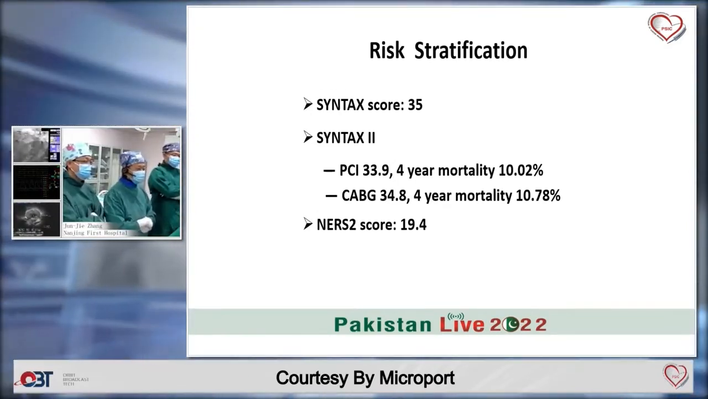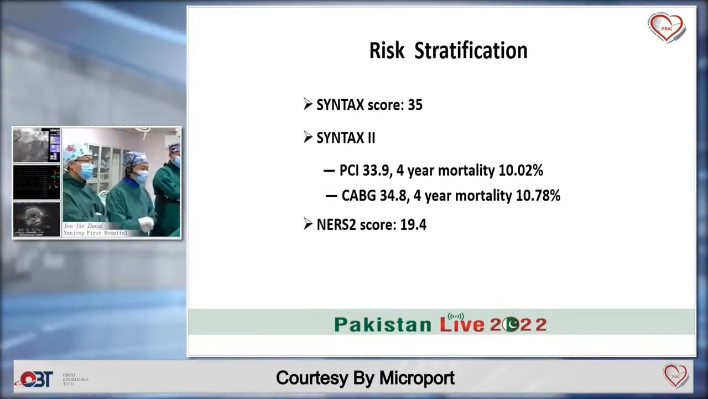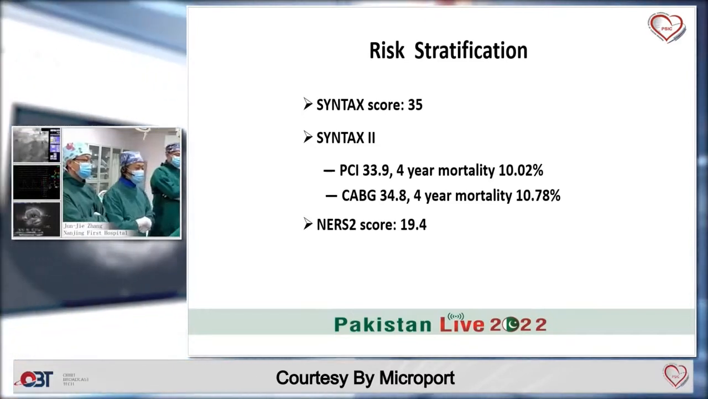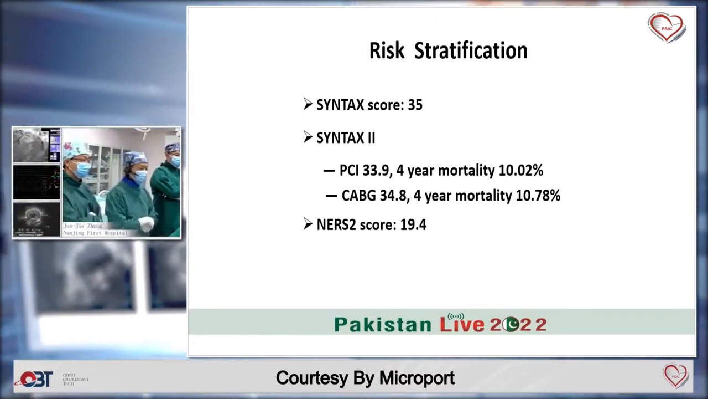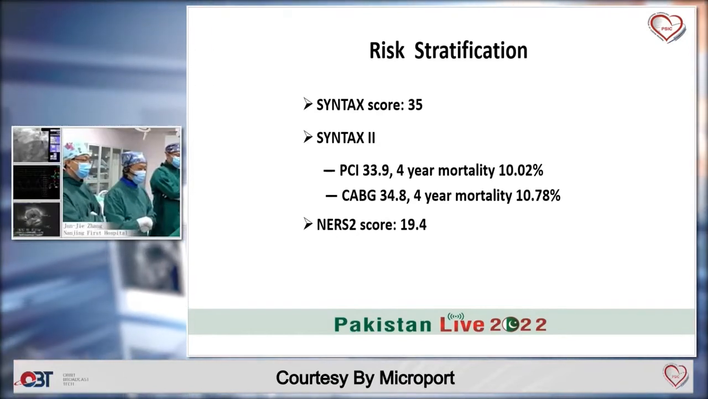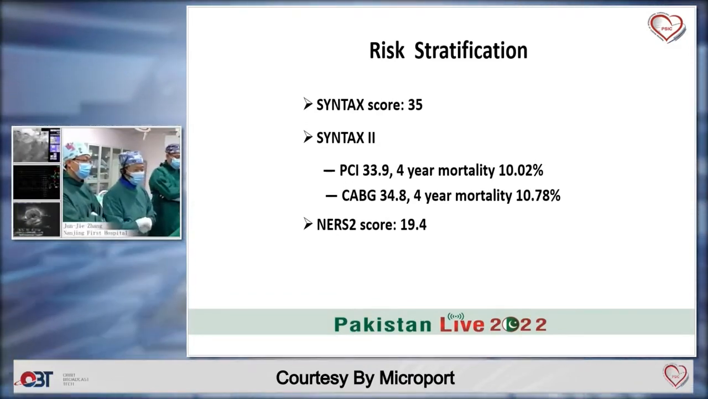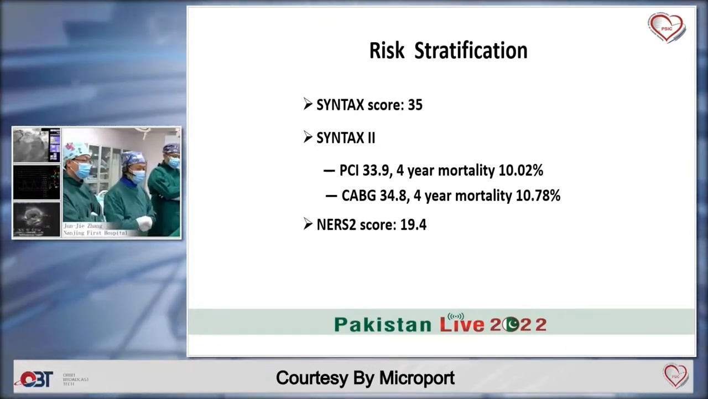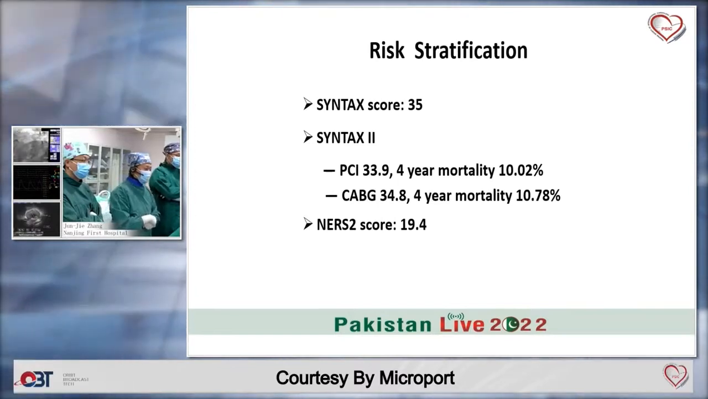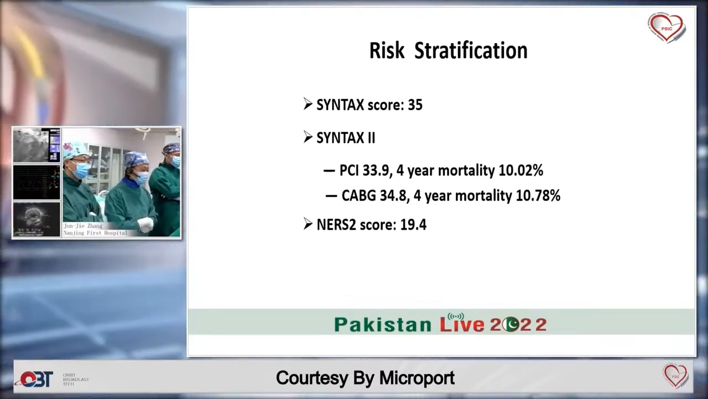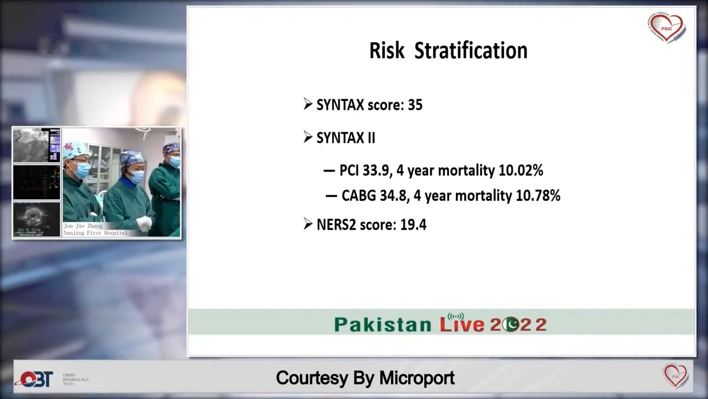We also stratified this patient and calculated the SYNTAX score 35 and the SYNTAX II score for PCI 33, predicting 4-year mortality 10%. And for the CABG, 34, and predicting 4-year mortality 10% also. And we calculated the NUST score, greater than 19. That means the patient is a high-risk patient.